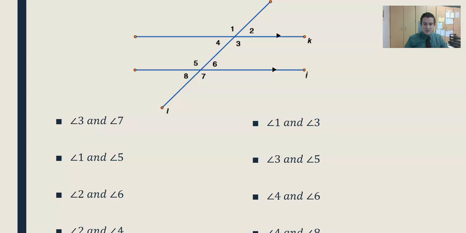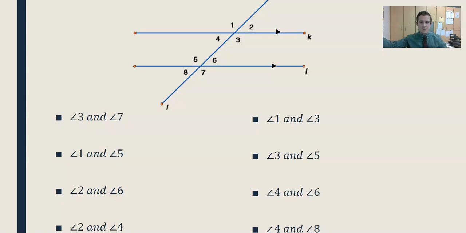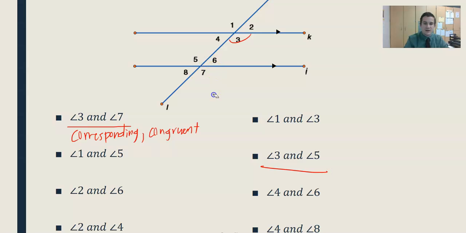So if you want to take a minute, right here on this page, for example, you could identify what some of these different angle pairs are. So like 3 and 7, those would be corresponding angles, and they would be congruent. Let's go to 3 and 5, for example. 3 and 5 are going to be alternate interior angles, and they are also going to be congruent.